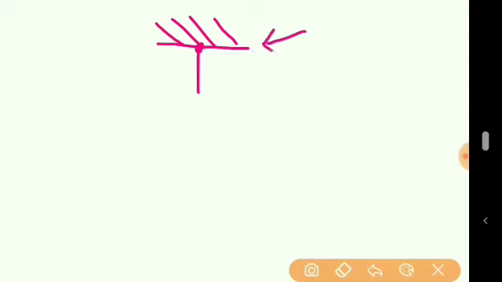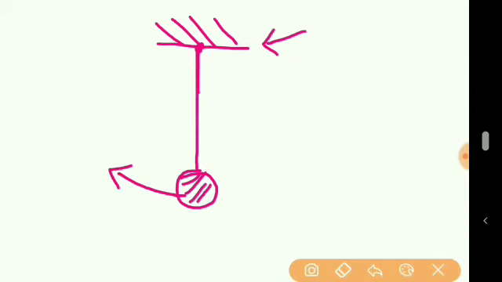Now a simple pendulum is constructed in this way. Take a thread, tie it at some support. This is a support. We are tying one end of the thread at the support and the other end to a small solid sphere. Now what will happen if I disturb or apply some force to this sphere?